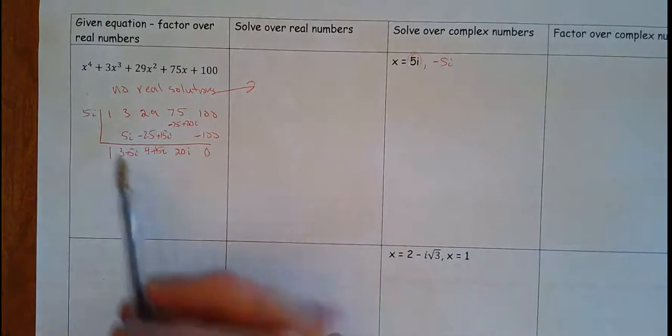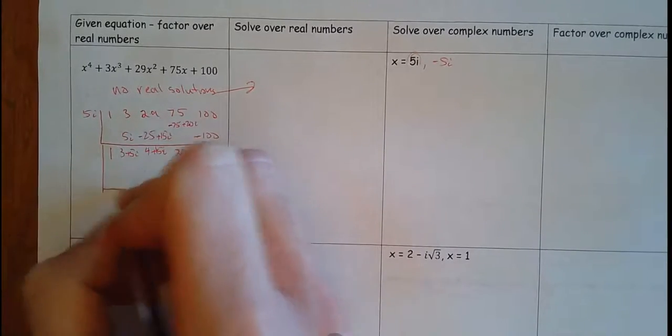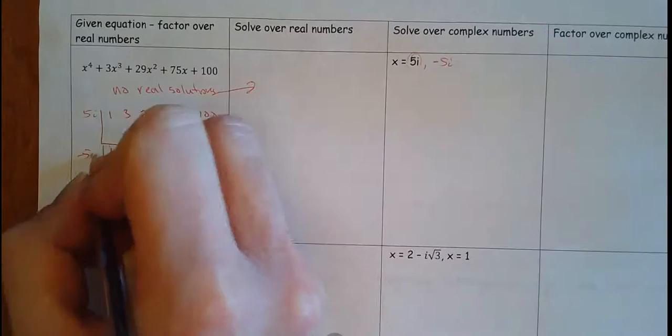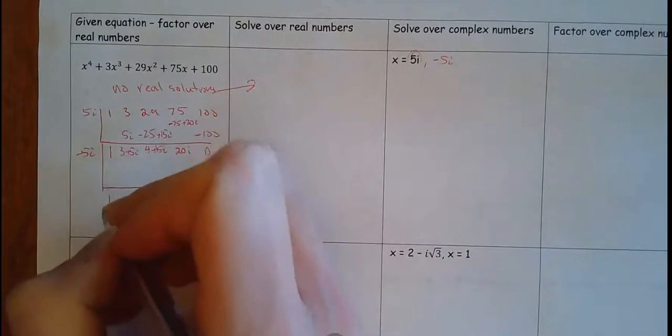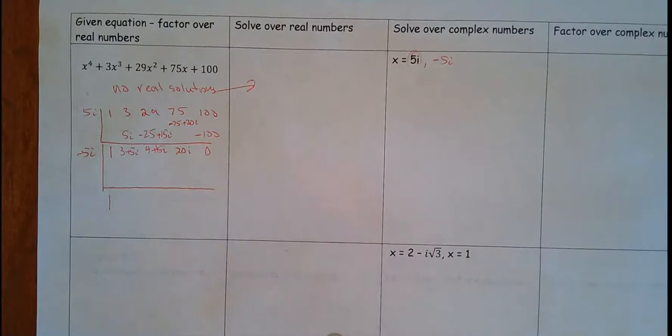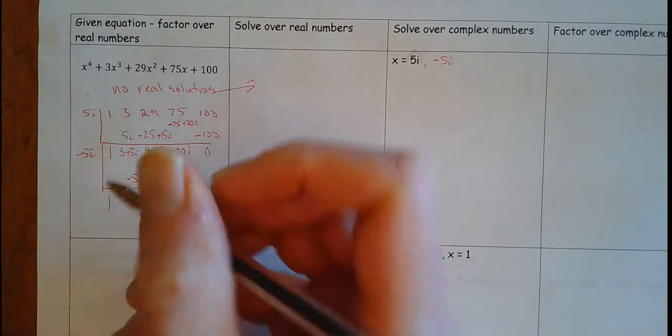So when I divide by 5i, I get this. Now let's divide that by negative 5i. If 5i is a solution, negative 5i has to be also. So drop the 1 down, multiply, so 1 times negative 5i is negative 5i. Add straight down, this is cool, I got 3.